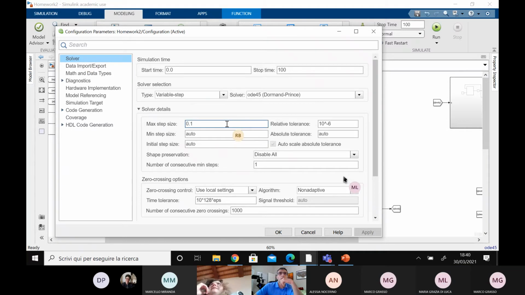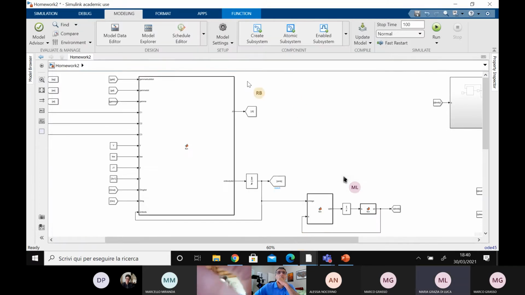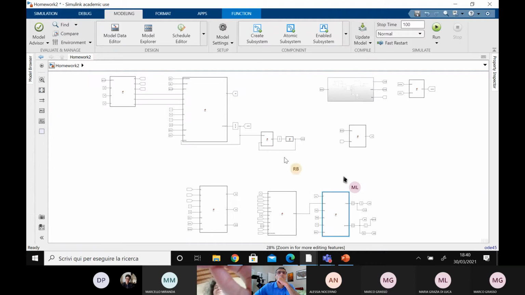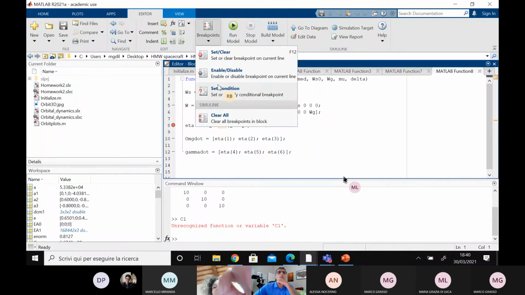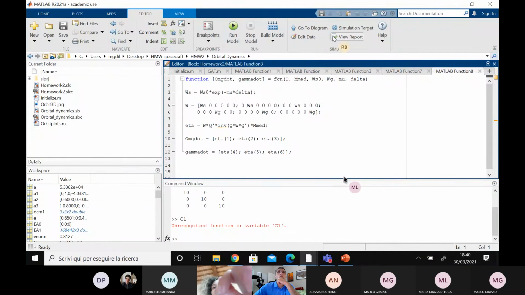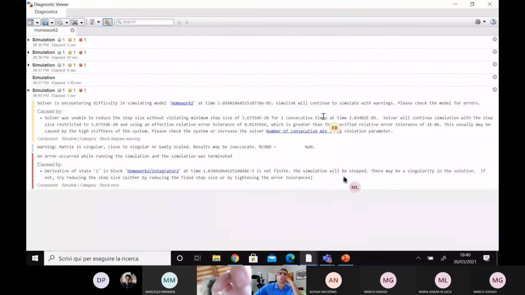Just for fun, let me go back to what you had. This is not going to solve anything, but oh, I need to remove the breakpoint. Where are the functions? Okay. I wonder how long it's going to take before it crashes. Wow, right away. So there's definitely a problem.